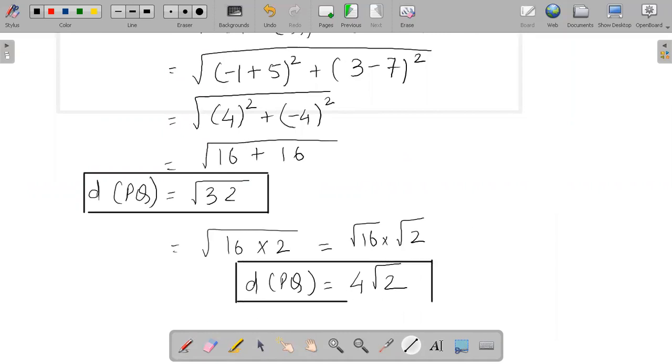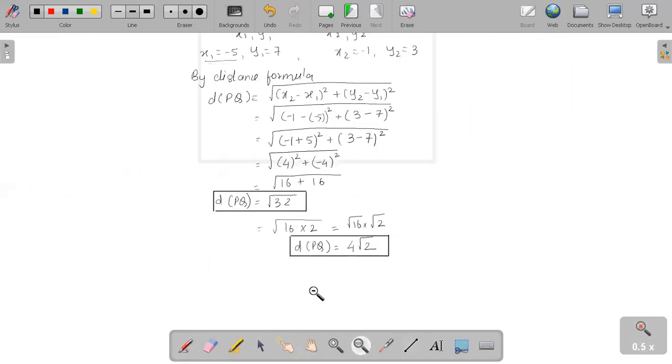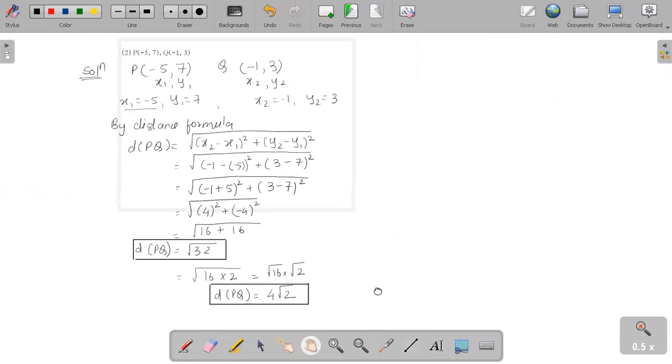Is this clear? Yes. Okay, write it down. Let me know once you finish writing.